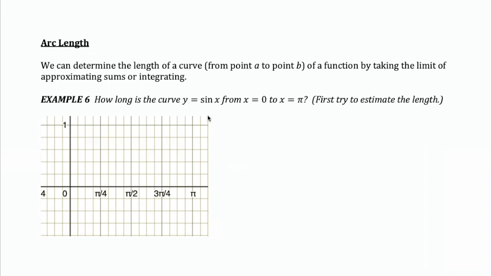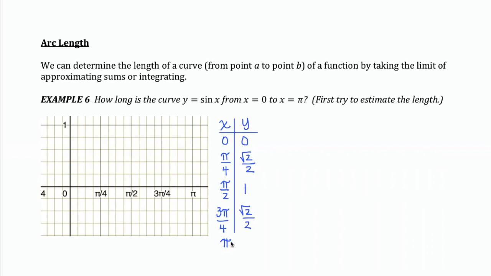It says first try to estimate the length. I'm going to begin by making a table of values and getting a graph to look at. And I'm going to choose 0, pi over 4, pi over 2, 3 pi over 4, and pi. What this will do is break up my curve into 4 segments to begin with. So sine of 0 is 0. Sine of pi over 4 is radical 2 over 2. Sine of pi over 2 is 1. Then square root of 2 over 2. And then at pi, you're back at 0. All right, not my best work, but there you have it.